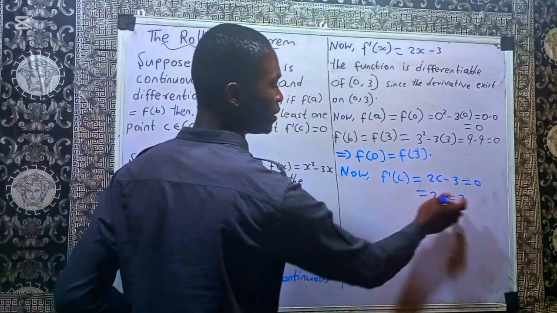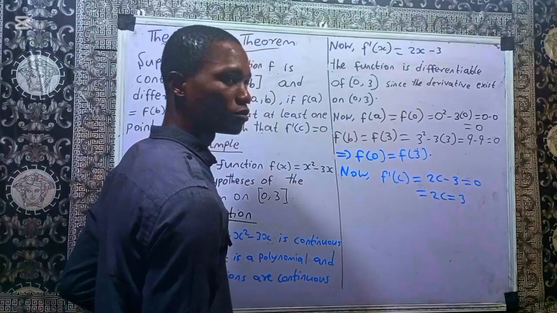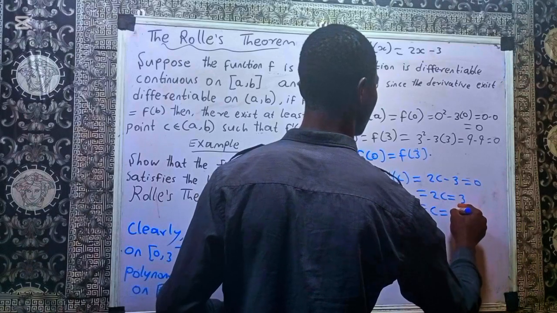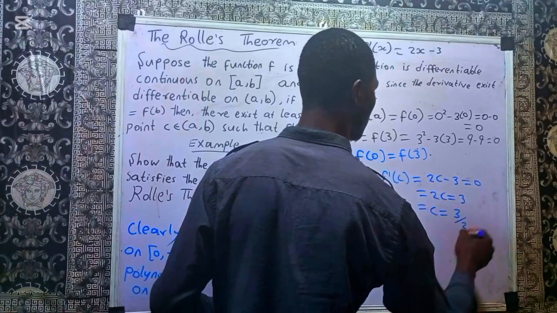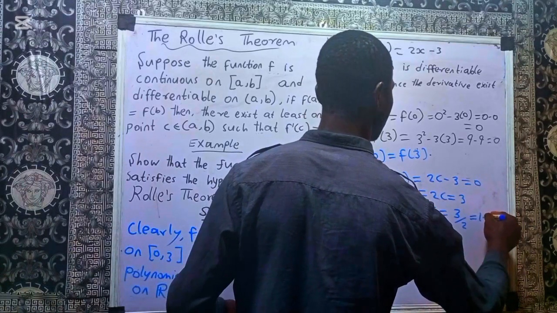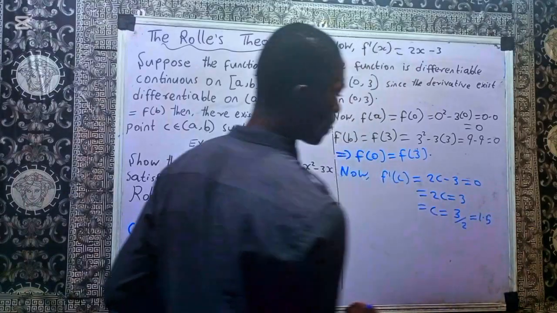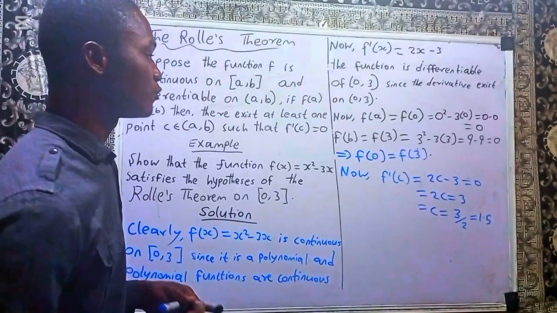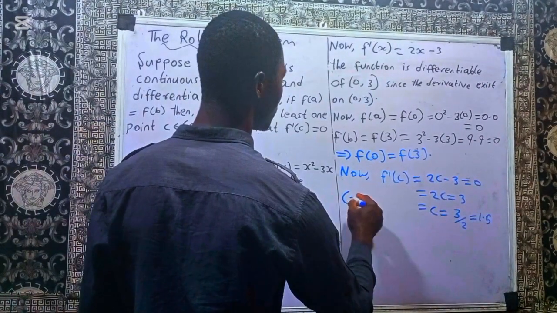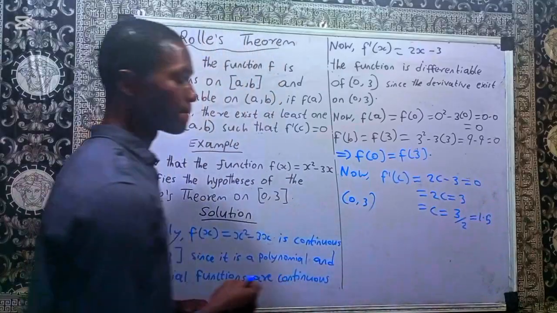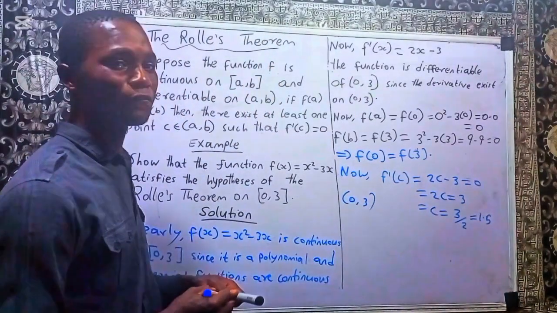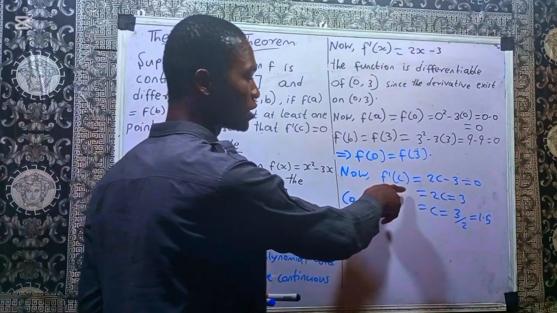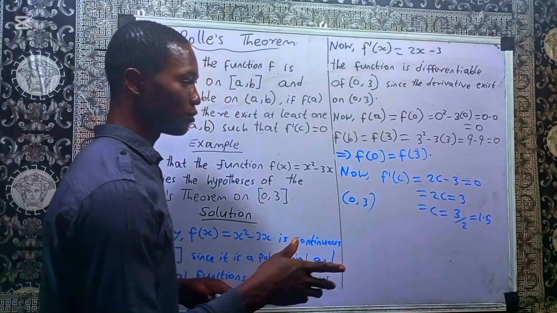Now, you can divide the two sides by what? 2. So if you divide here by 2, you have c equals, divide here by 2, equals 3 over what? 2. And this is equal to what? 1.5. This is equal to 1.5. Now, 3 over 2 will give you 1.5. And if you check, 1.5 is a number between 0 and 3. So we were able to find that point, that number between 0 and 3, such that the derivative of the function at that point will give us 0.